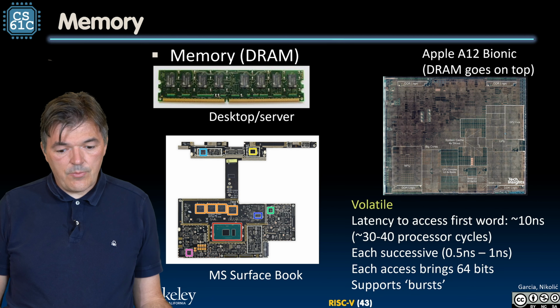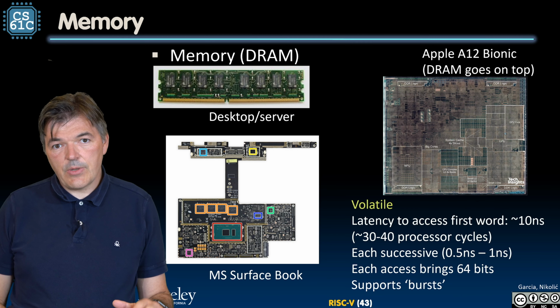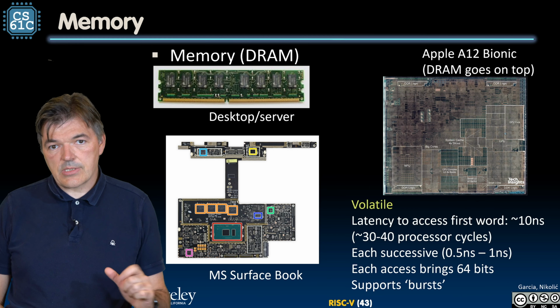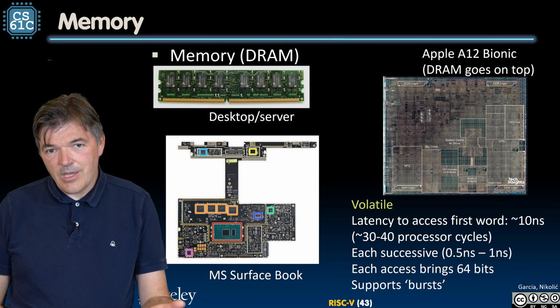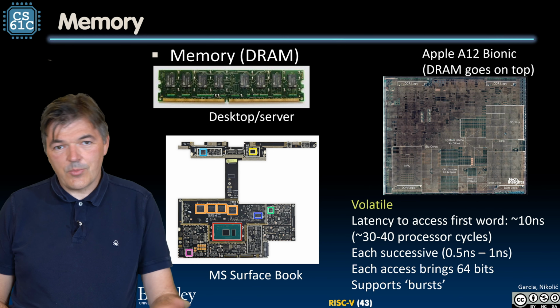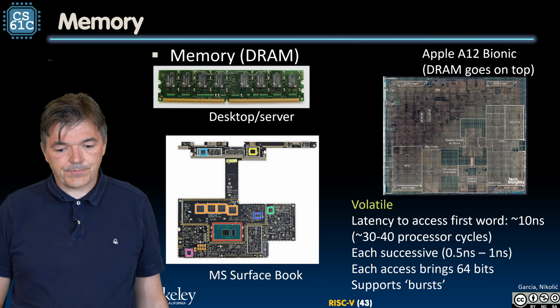In every access we bring 64 bits, and DRAM typically supports something called the burst mode, meaning that we can typically do these bursts of 8 or 16 reads or writes, which would essentially bring 8 or 16 times 64 bits and fill a cache line.